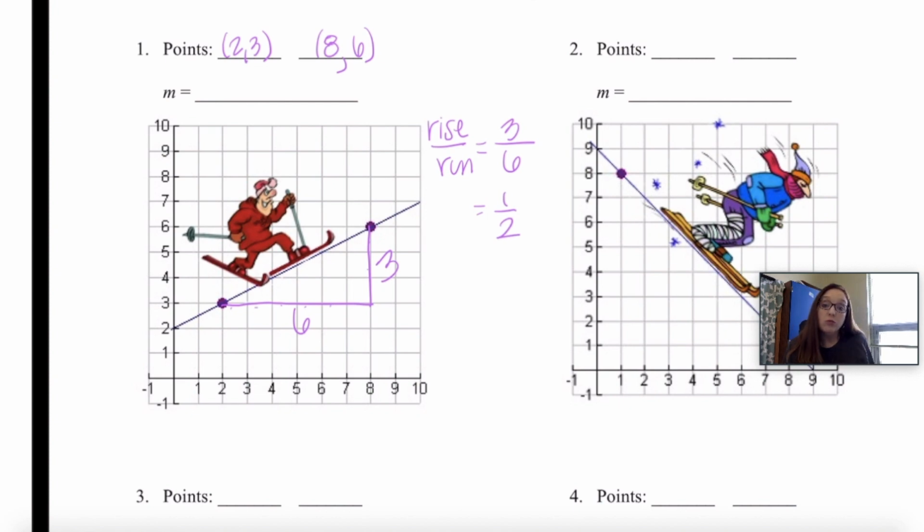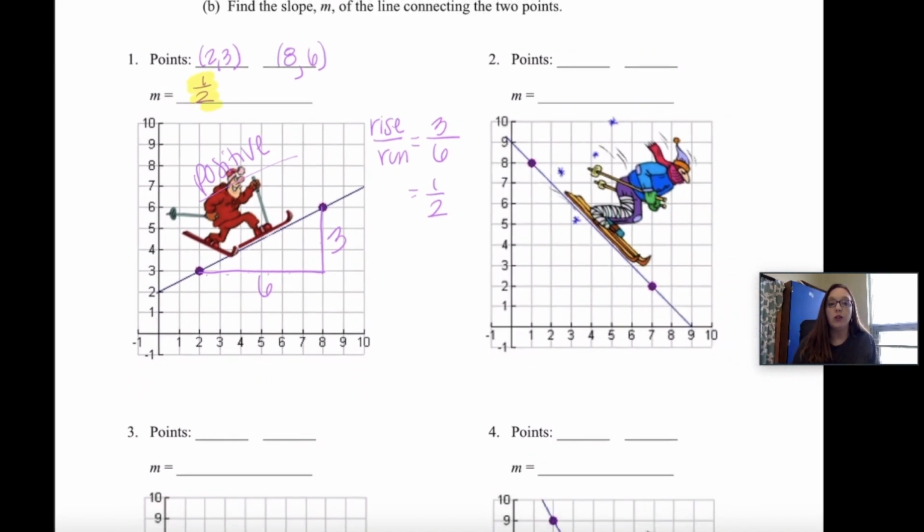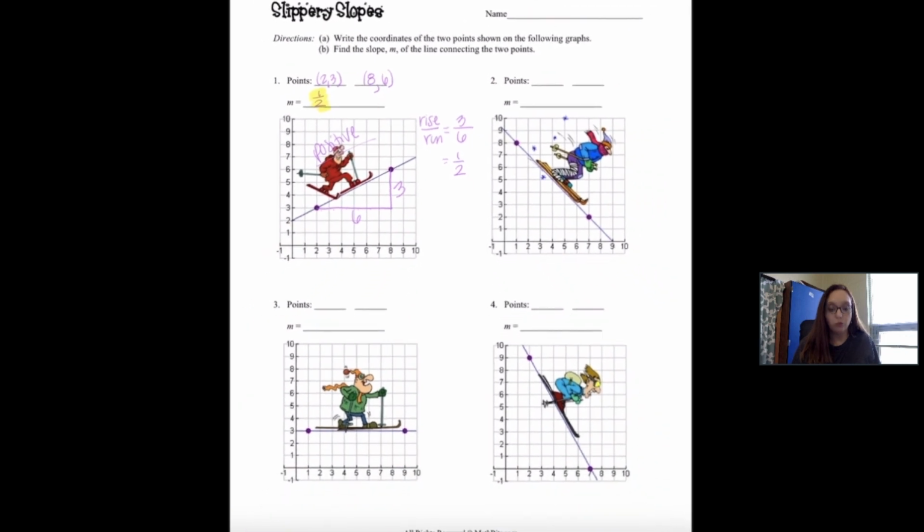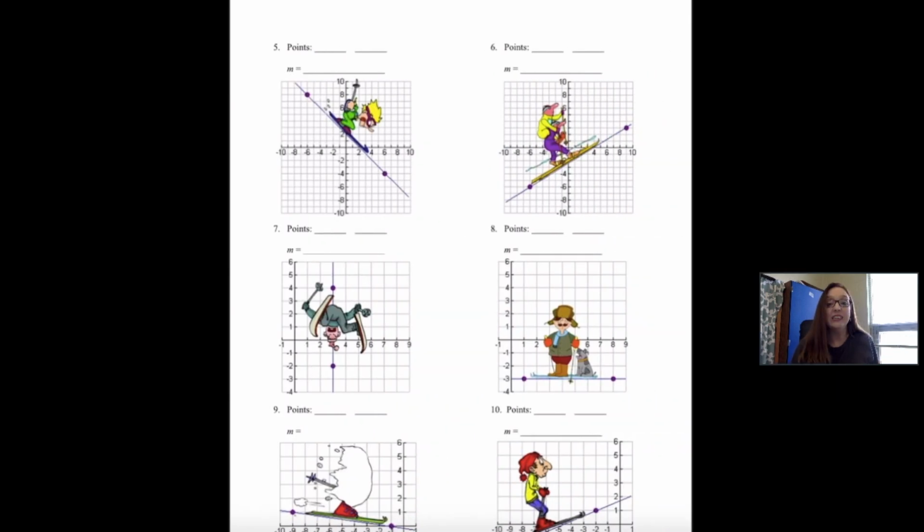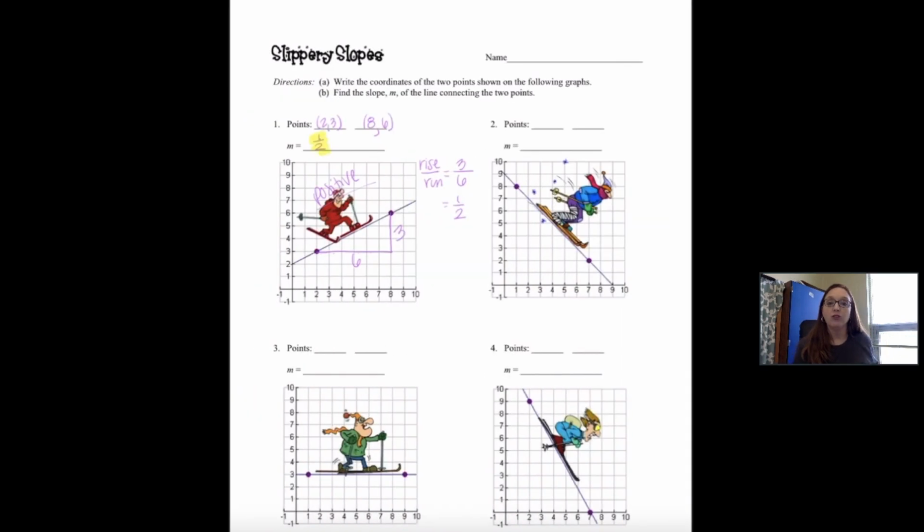And what would slope dude say here? He'd say puff, puff, positive. So my slope is positive 1/2. And I'm going to highlight that. So go through each of these problems, problems 2 through 10, and fill in the information. And then after you've done that, come back and check with me. So let's pause the video and you go do that.